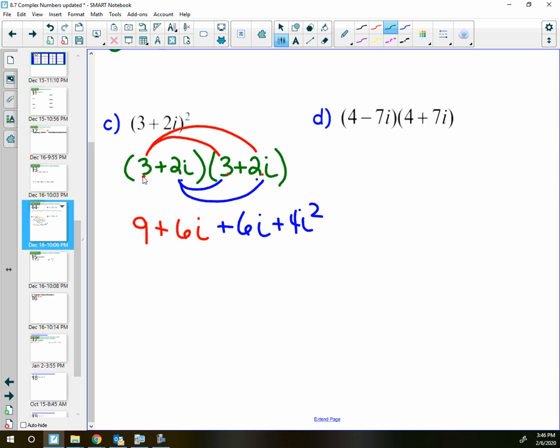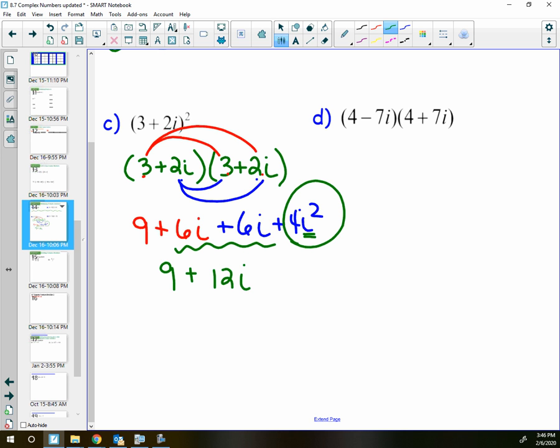And just like we talked about yesterday, we're really just putting together like terms, but because it's an i squared, we might be able to do a little bit more. So let's just think about what makes sense to put together all of our terms that are imaginary. So we have a 6i and a 6i, so that would be a 12i. We have a 9 still. And then let's talk about this 4i squared.